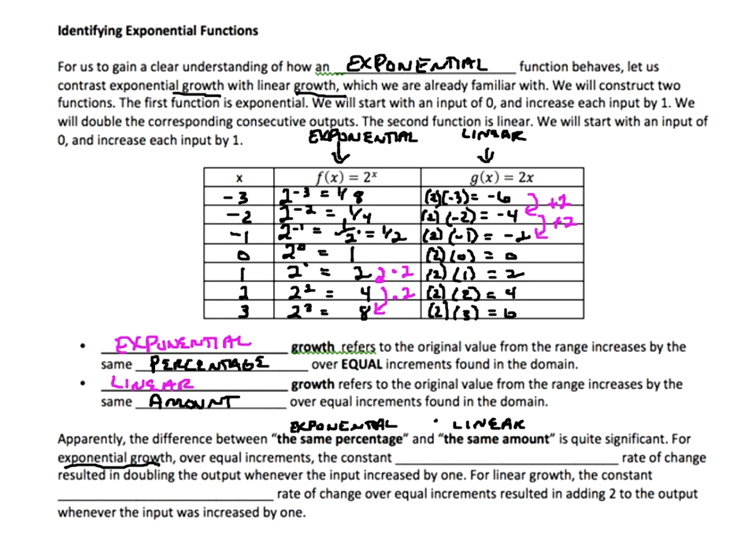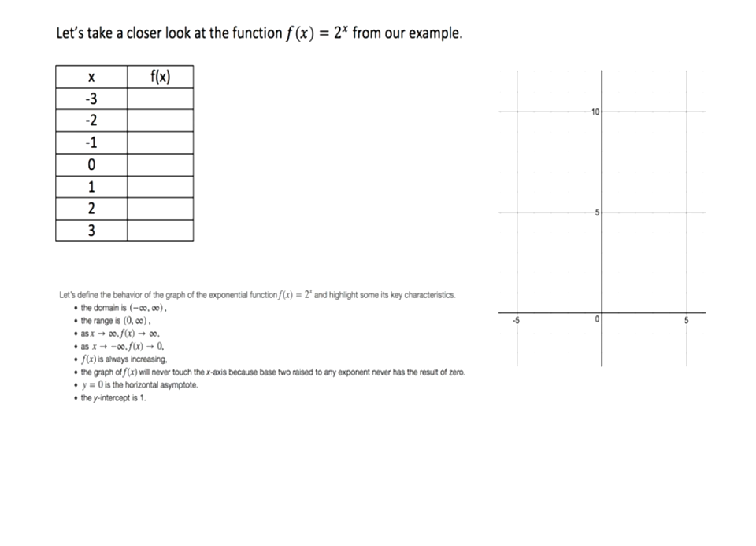For exponential growth, we have a constant multiplicative rate of change. And in this case, it resulted in doubling our output every time. And for linear growth, we had a constant additive rate of change. Sorry about the blanks there. We'll move forward.